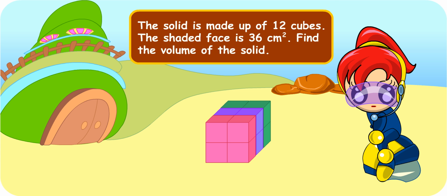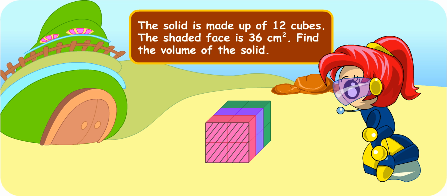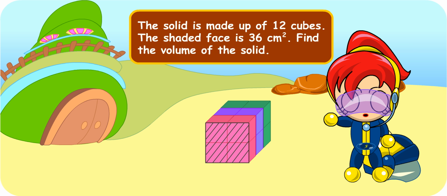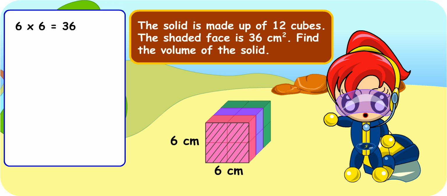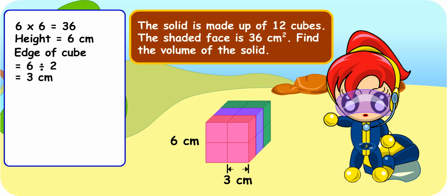Turbo Girl, see if you know how to solve this problem. Without knowing the length of a solid, I can't find the volume of the solid. I have to find the length first. Given that the shaded face is 36 square centimeters and 6 centimeters times 6 centimeters is 36 square centimeters, the breadth and the height must be 6 centimeters each. Therefore, each edge of the cube is 6 divided by 2, which is 3 centimeters.